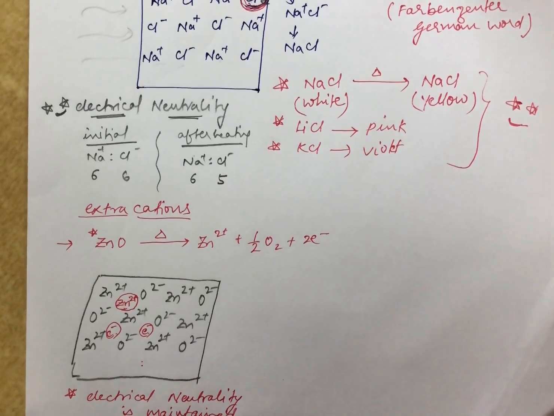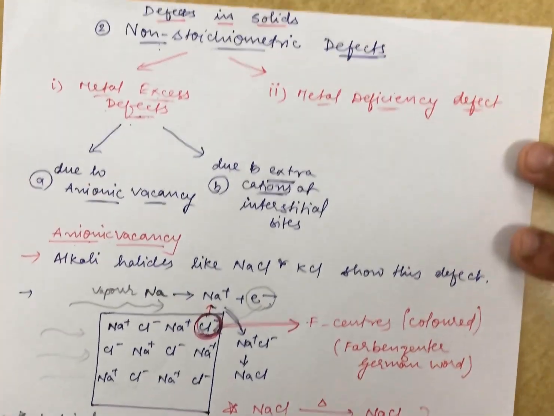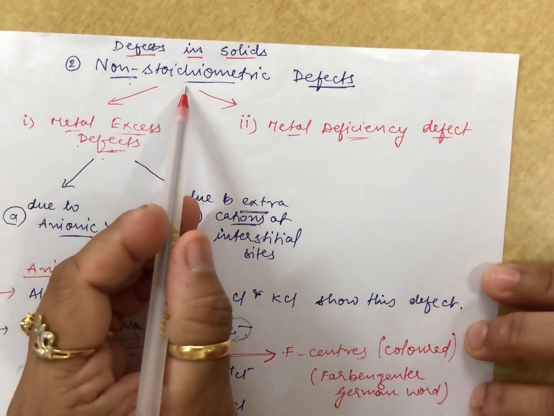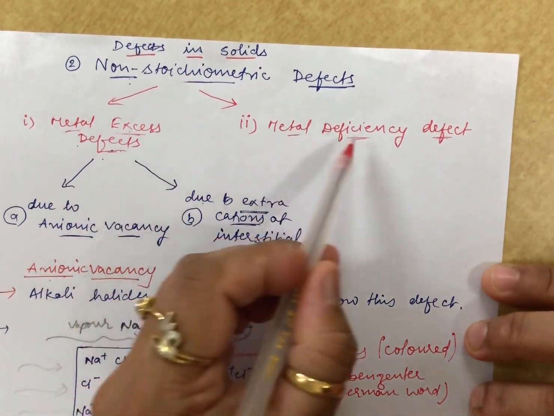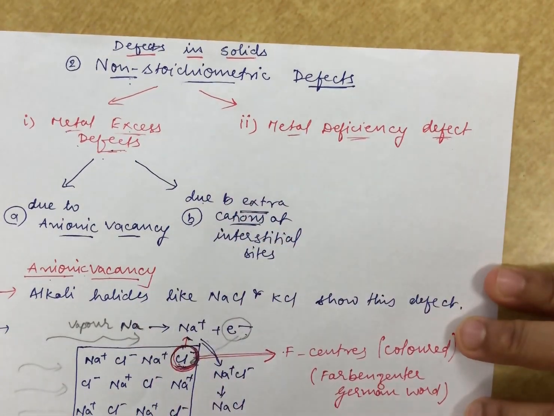Okay students, so that was all about your metal excess defect. You can see that Zn was the metal which was occupying its place in the interstitial sites, and Zn is a metal, so it comes under the metal excess defect. Now students, let us talk about a very important one, that is the second part of it. I told you non-stoichiometric defects are metal excess defect and metal deficiency defect. So let me now talk about metal deficiency defect.